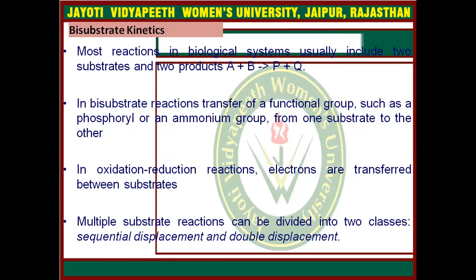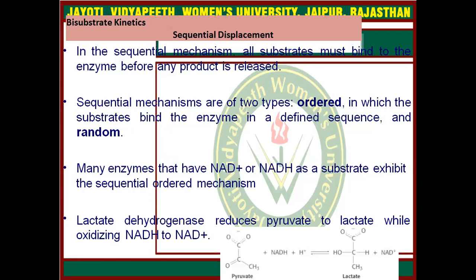Next one is bisubstrate kinetics. Most reactions in biological systems usually include two substrates and two products, meaning A plus B is equal to P plus Q. In bisubstrate reactions, there is transfer of a functional group such as a phosphoryl or ammonium group from one substrate to another. In oxidation reactions, electrons are transferred between substrates. Multiple substrate reactions can be divided into two classes: sequential displacement and double displacement.